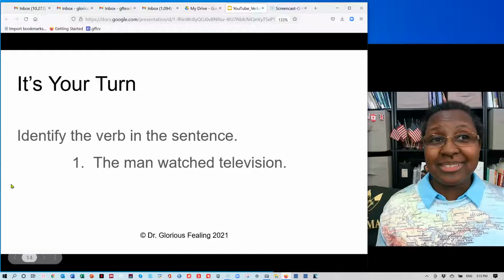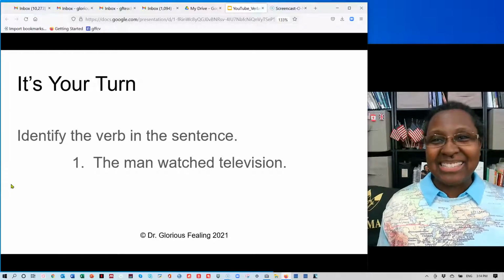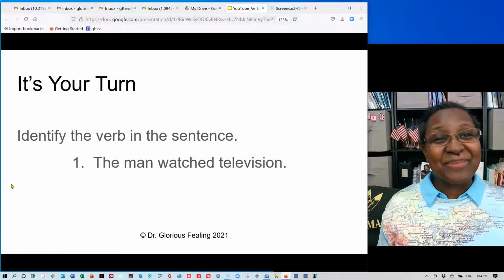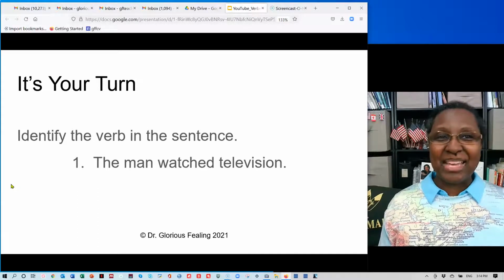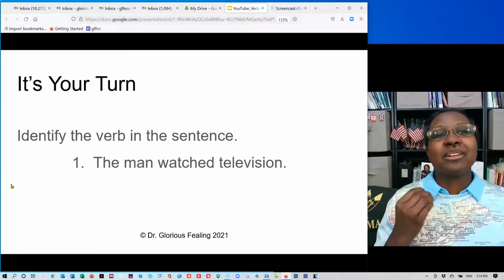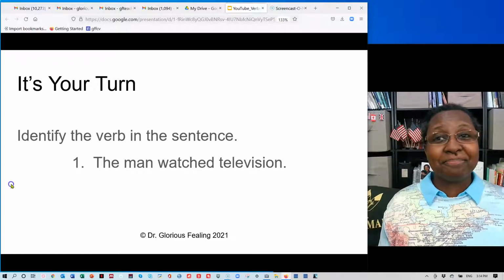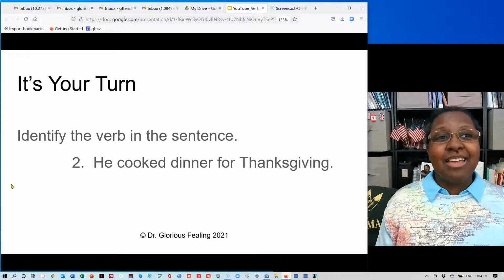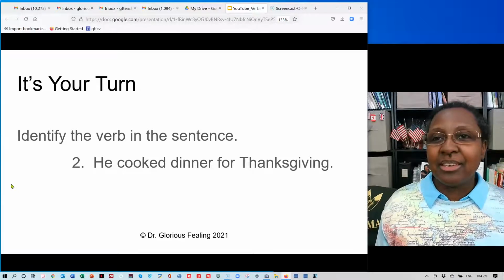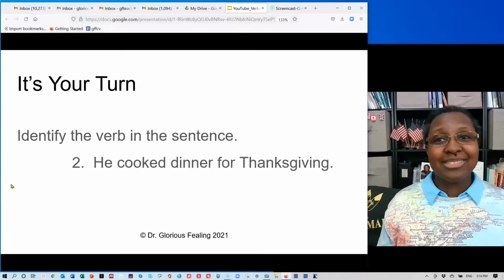Now it's your turn. Please identify the verb in the sentence. And please leave me your answers in the comments below. Number 1, the man watched television. Is there action in this sentence, or is there an auxiliary or verb of being in this sentence? And number 2, he cooked dinner for Thanksgiving. Is there action, or is there an auxiliary verb in this sentence?